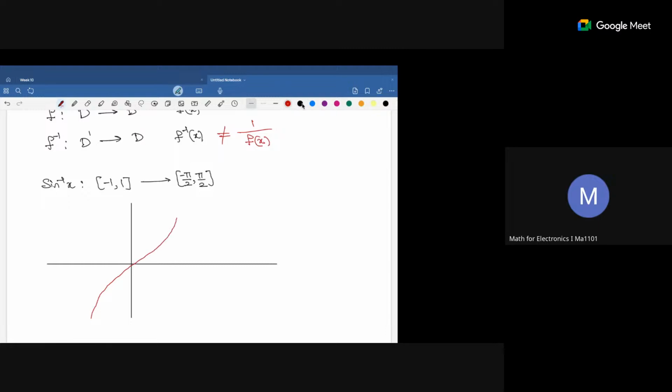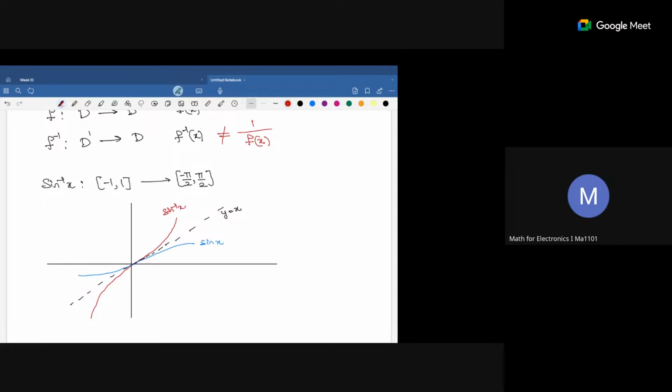Since it is inverse, you should always note that it should be the mirror image of the sin x curve with respect to y equals x. So if this is the y equals x line, sin x will look somewhat like this. So this will be sin x, and this will be the sine inverse of x.